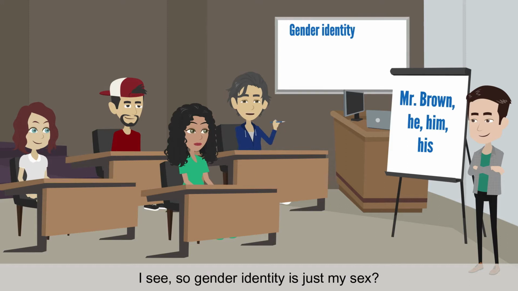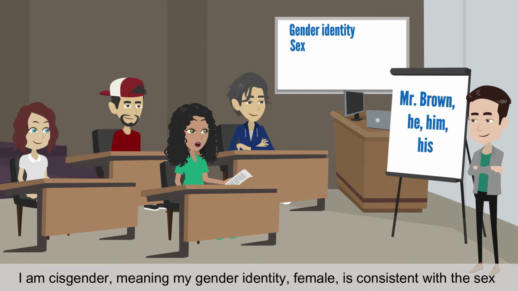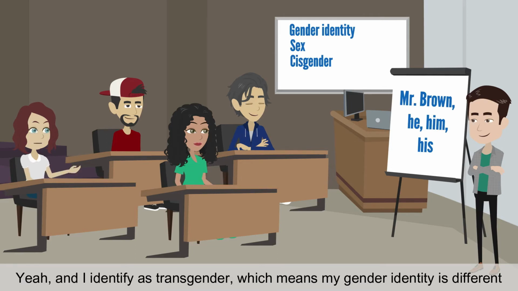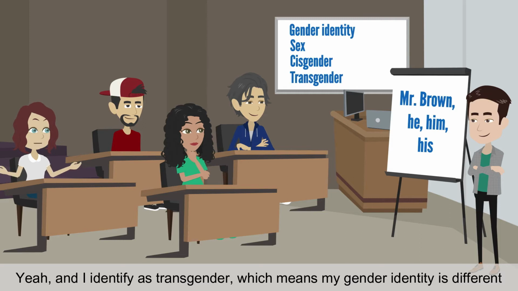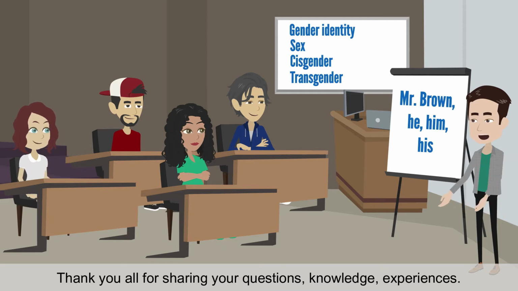I see. So gender identity is just my sex? No. Gender identity is identified by you. Sex is assigned medically at birth, usually by a doctor. I am cisgender, meaning my gender identity, female, is consistent with the sex I was medically assigned at birth. Yeah, and I identify as transgender, which means my gender identity is different than the sex I was assigned when I was born.